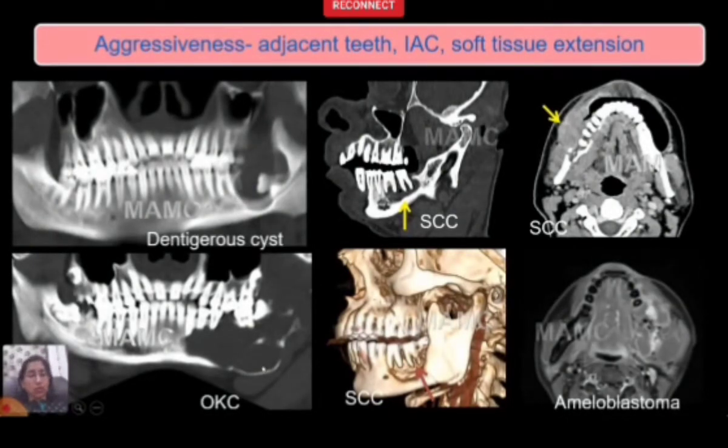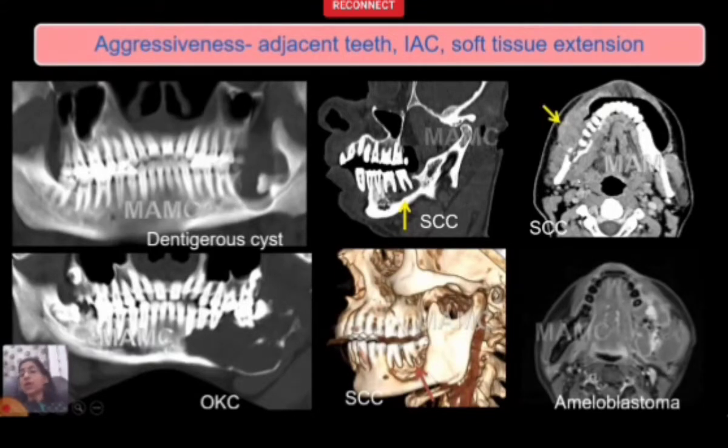Here, on the other hand, is an odontogenic keratocyst. What do we see here? We see a well-defined lesion. Yes, the margins are well-defined, but we see a lot of tooth displacement and root erosion. So certainly a more aggressive pathology. But still, this is a slow-growing lesion as compared to something like this.